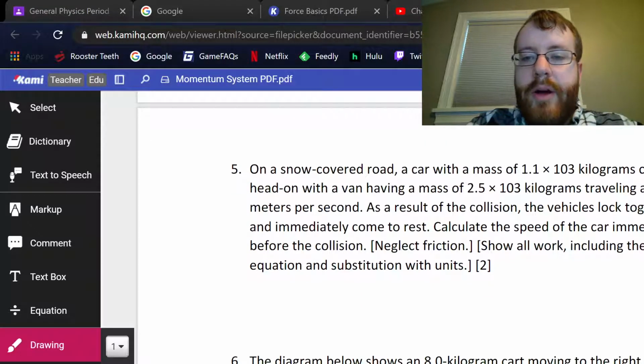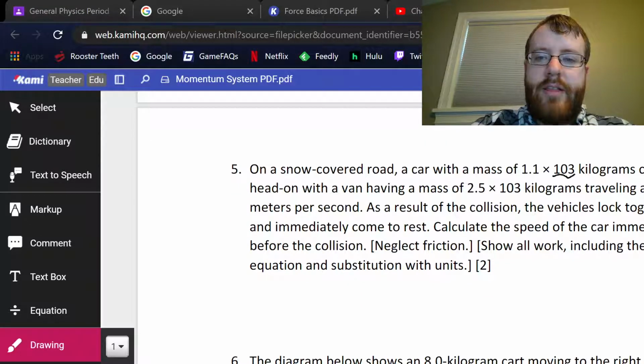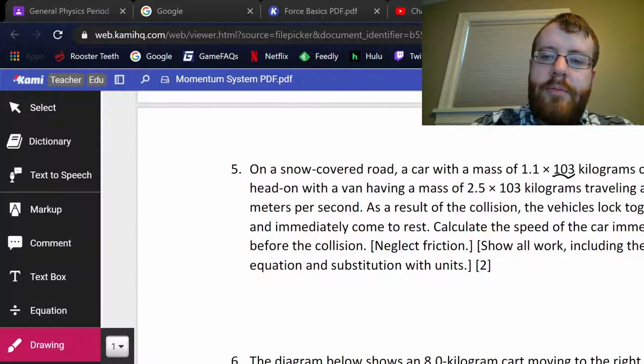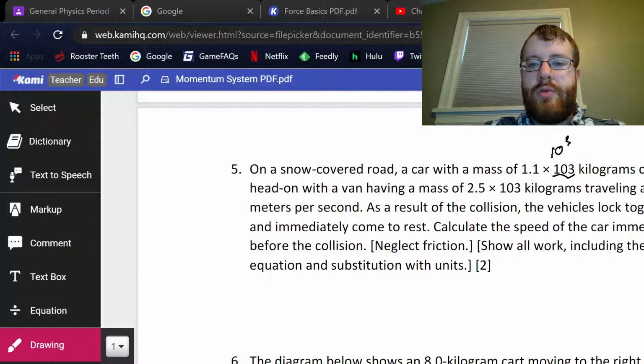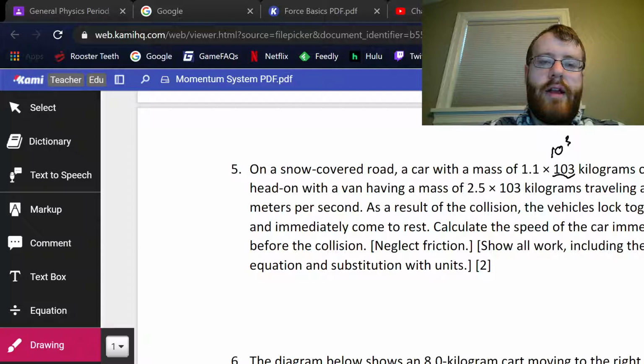Okay, this one. I apologize. Anytime you see this kind of thing, that's a my bad right there. I apologize for that. It's supposed to be 10 to the third. The superscript just didn't work. So the 1.1 times 10 to the third collides head-on with a van having 2.5 times 10 to the third meters per second. And after the collision, they lock together and immediately come to rest.